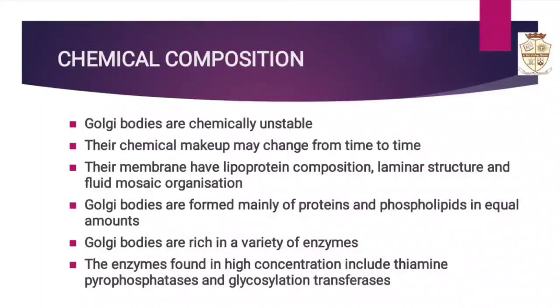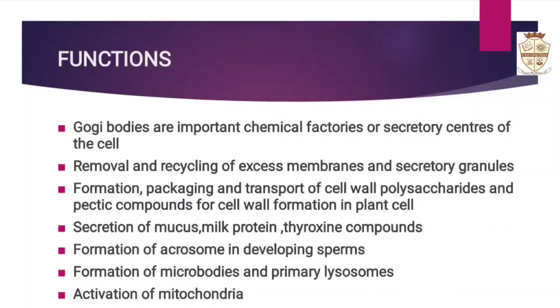The chemical composition: the Golgi bodies are chemically unstable. Their chemical makeup may change from time to time. The membrane has lipoprotein composition, laminar structure, and fluid mosaic organization. Golgi bodies are formed mainly of proteins and phospholipids in equal amounts, with a variety of enzymes. The enzymes found in high concentration include thiamine pyrophosphatases and glycosylation transferases.